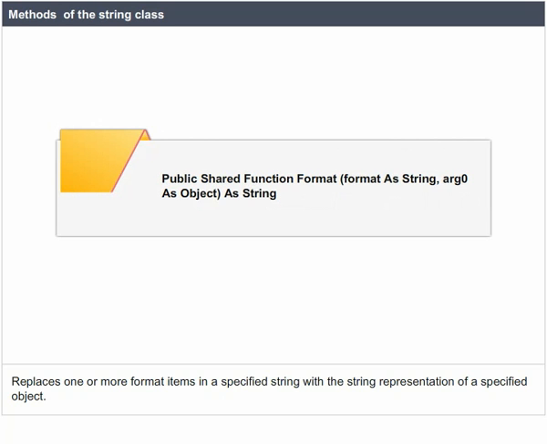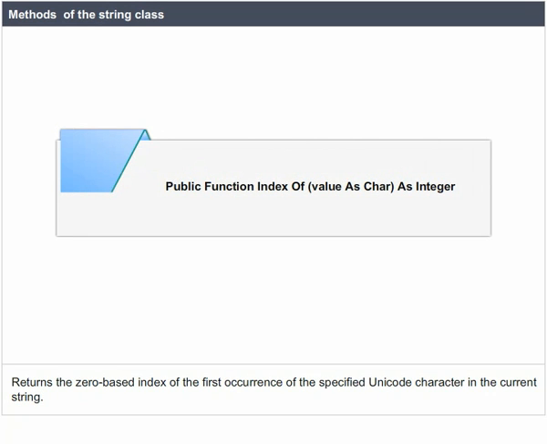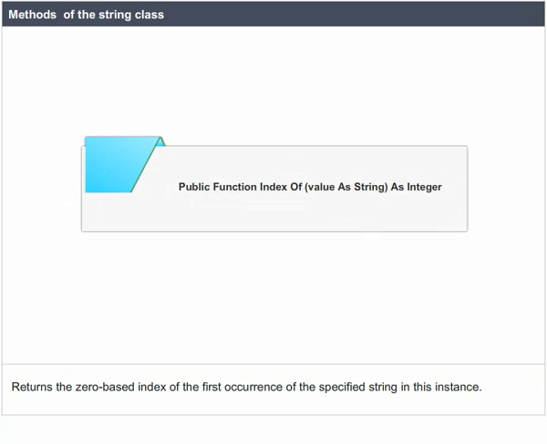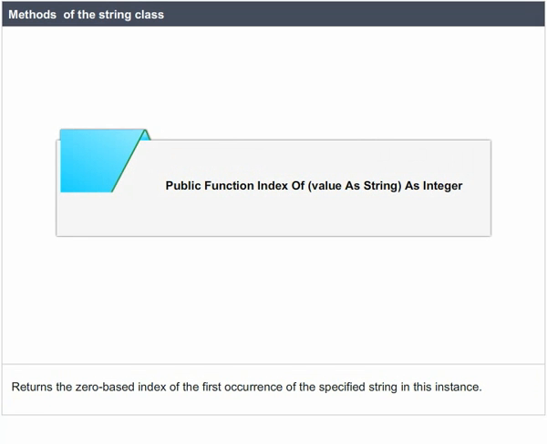Public Function IndexOf(value As Char) As Integer returns the zero-based index of the first occurrence of the specified Unicode character in the current string. Public Function IndexOf(value As String) As Integer returns the zero-based index of the first occurrence of the specified string in this instance.